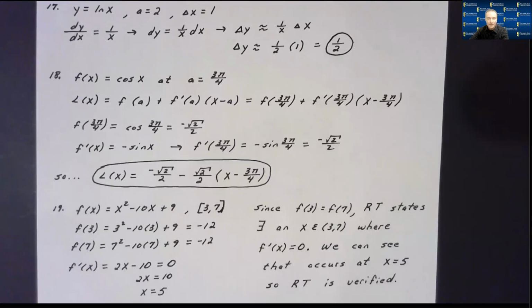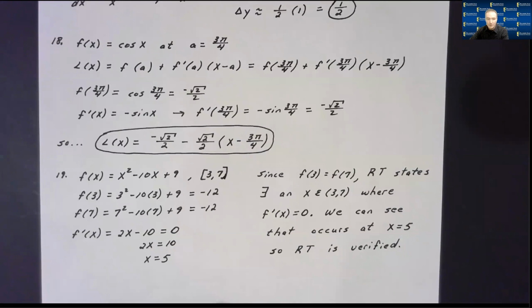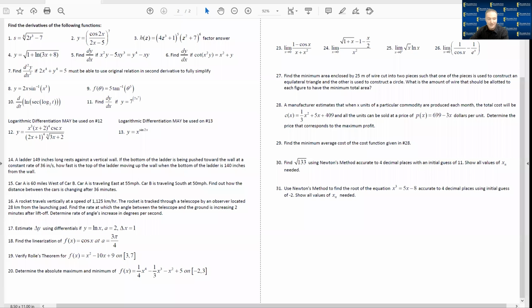Up next, this is where we start doing the extreme value theorem test. Oh, sorry, no, this is not extreme value theorem. I need to make sure I read the test. This is Rolle's theorem. Number 20 is extreme value theorem.